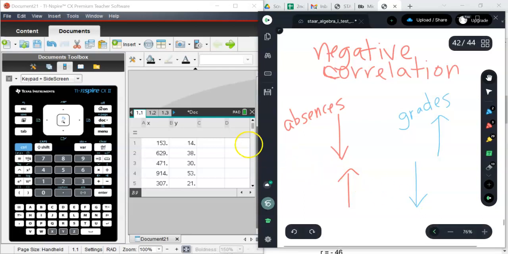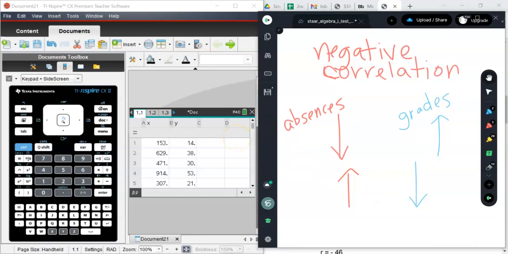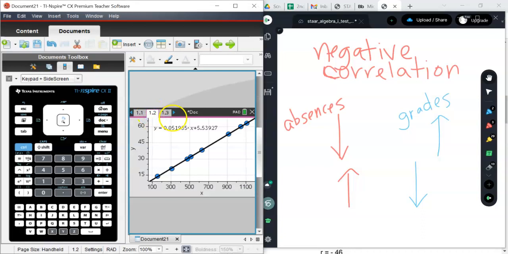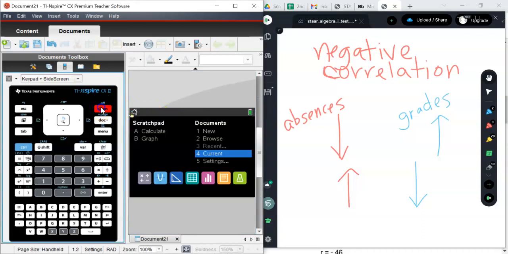So let's look at, first of all, how to find the correlation coefficient, and then how we can assess it, how we can evaluate it and understand its meaning. So what you're going to do is, you've already got your data set, right? We're going to go to the home screen, and we are going to go here. This is the calculator adder.